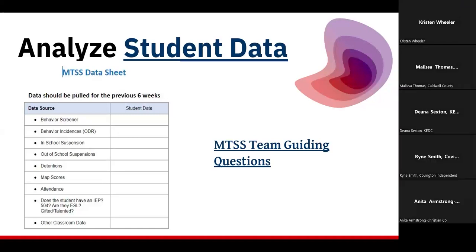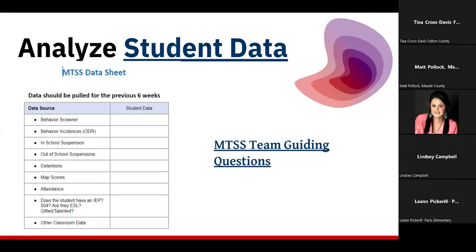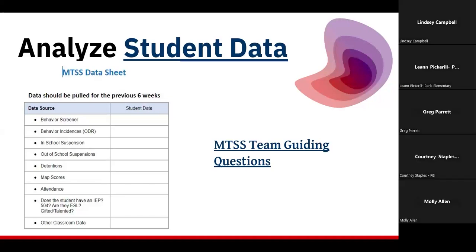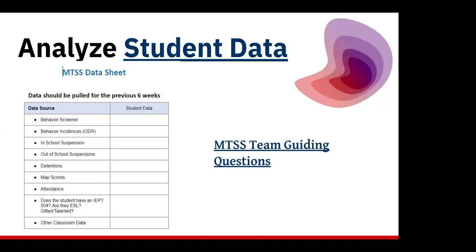Does the student have an IEP? Are they 504? Are they gifted and talented? What classroom data is going on? Is their teacher a new teacher? So is the issue maybe not so much with the student, but with the systems that are in place? And if we supported that teacher, all students in the class could benefit. So we look at all that information before we move a student through the MTSS process.